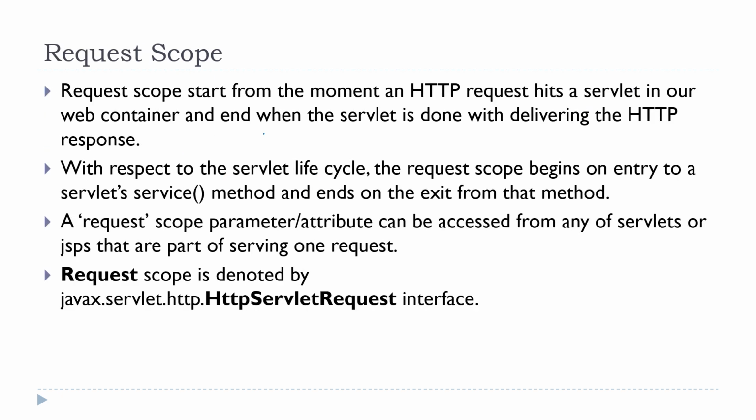The scope of a request will start right from the moment that the HTTP request is received by our servlet. As soon as the servlet receives the request, the request scope will start. And when the servlet has responded to the HTTP request, after we have written our response and sent it back to the client, the request scope will end. Basically, the request scope will start as soon as the doGet or doPost method has started, and it will end only when that request has been served.